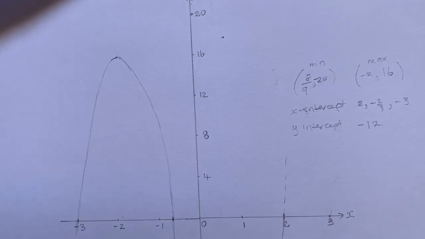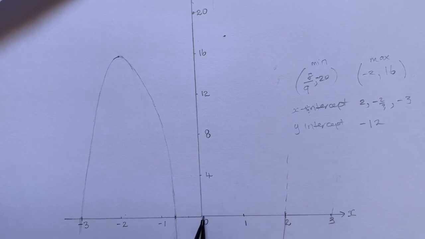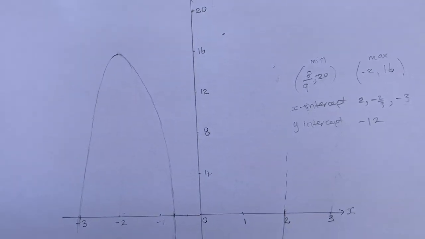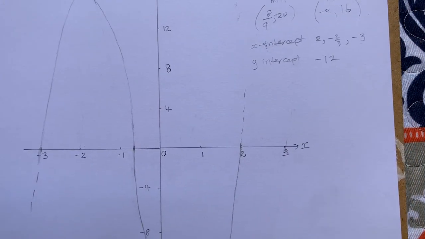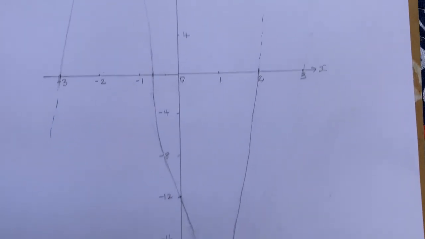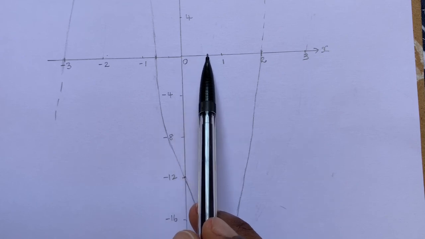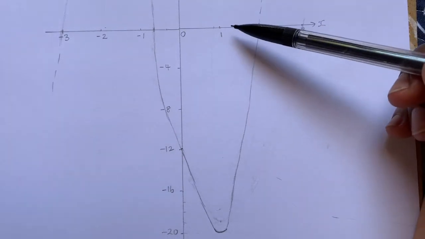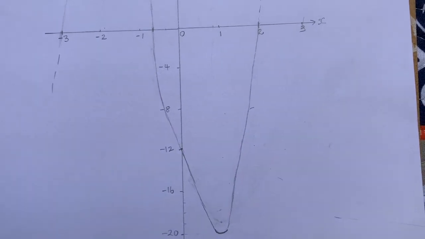So first, our maximum, negative 2, 16. So you go across to x is negative 2, then up to y is 16. That's our maximum. For our minimum, it was 8/9 to negative 20. So here we have x is 1. Now if we estimate and break this into 9 equal parts, it will fall somewhere here close to 1, and you will go down to negative 20. So you go down to somewhere here for your minimum.